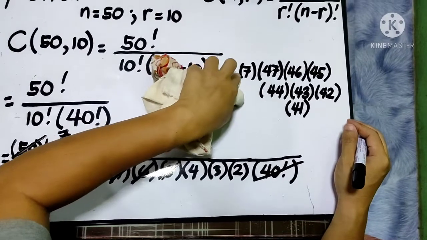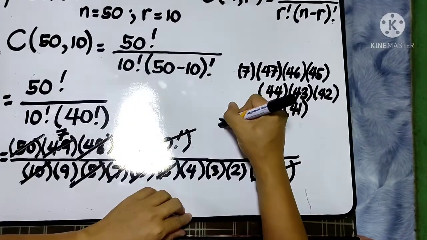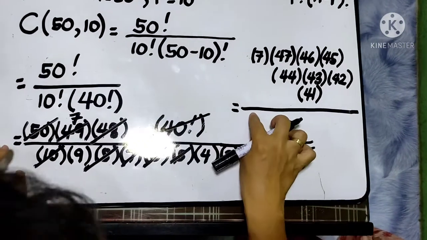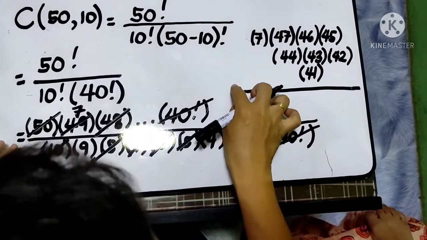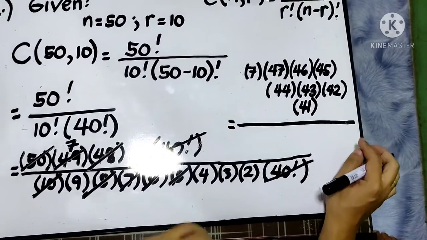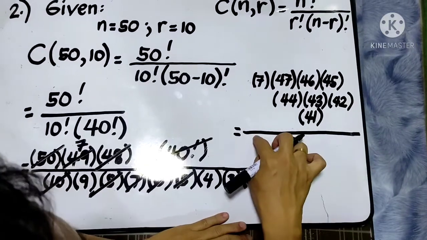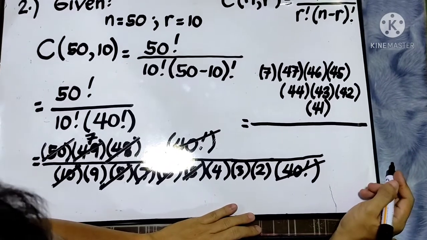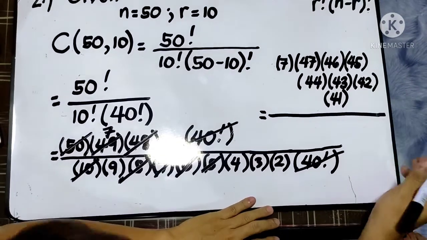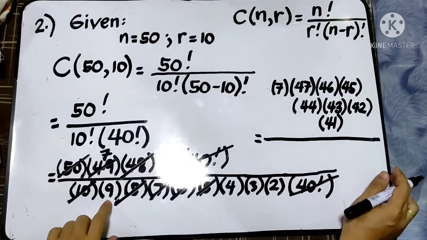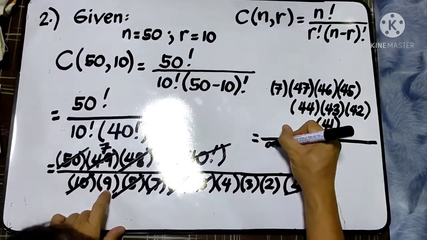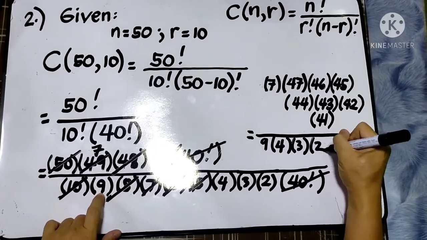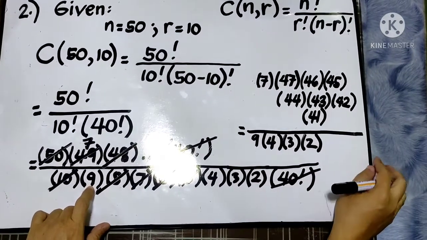Erase ko muna tong equal sign. Dito ko ilalagay yung equal sign. Equals, ano yung natitira sa denominator? By the way, when you write the equal sign, it should be in between the two equal sign. Or rather, the bar. When you write the bar, it should be in between the equal sign. That's the proper. However, if hindi ganito yung pagkasulat mo, okay lang as long as you understand the lesson. Pero ito yung proper. Tinuturo ko lang sa inyo yung proper. Then copy 9 times 4 times 3 times 2. Ito na lang yung natitira sa denominator.